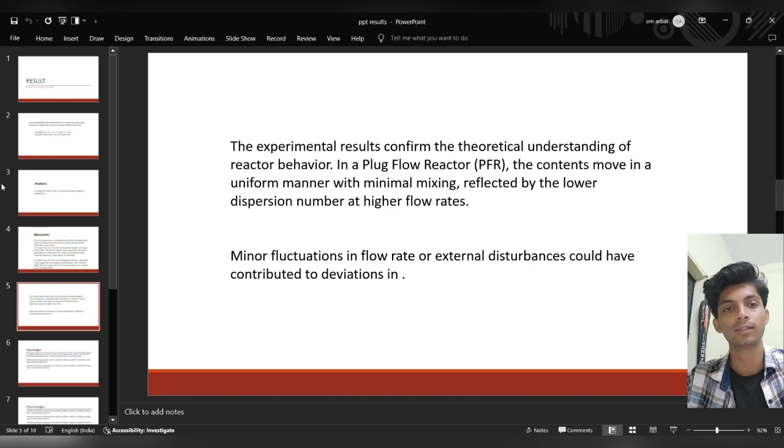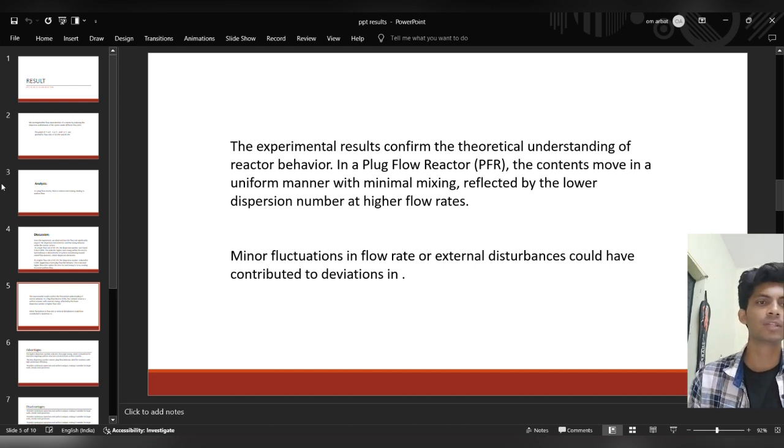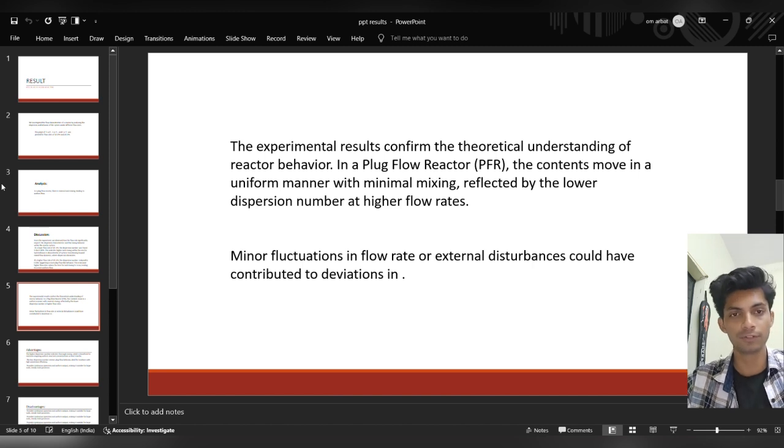And thirdly, the reactor behavior trends, like the transition from the higher value at 10 lph to lower at 20 lph, aligns with the expected trends of reduced axial dispersion at increased flow velocities. So this showcases the importance of flow rate in determining the reactor's behavior and efficiency.